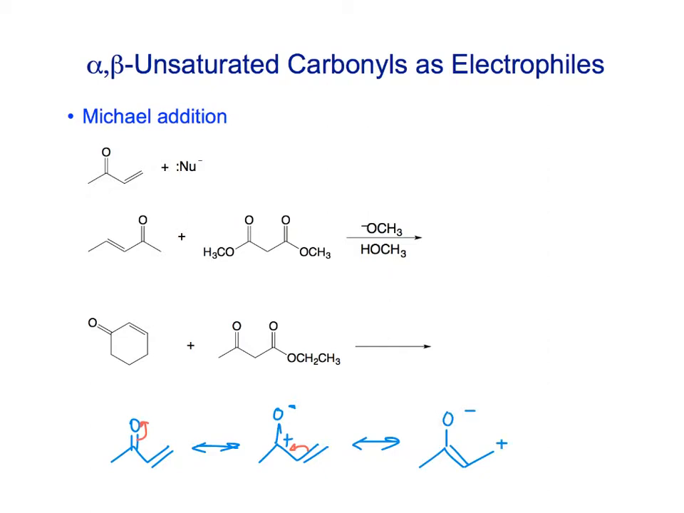And we have some plus charge out on the terminal, or the beta position, right? Here's the alpha position, this is the beta position. Okay? So when a nucleophile reacts with an alpha beta unsaturated carbonyl, there's two possible places that it can react. One is to react directly at the carbonyl carbon, chemistry that we saw the most of. The other possibility is for it to react with the beta position.